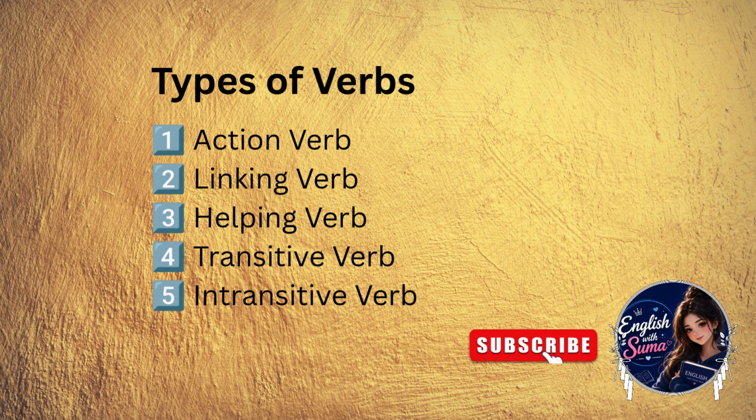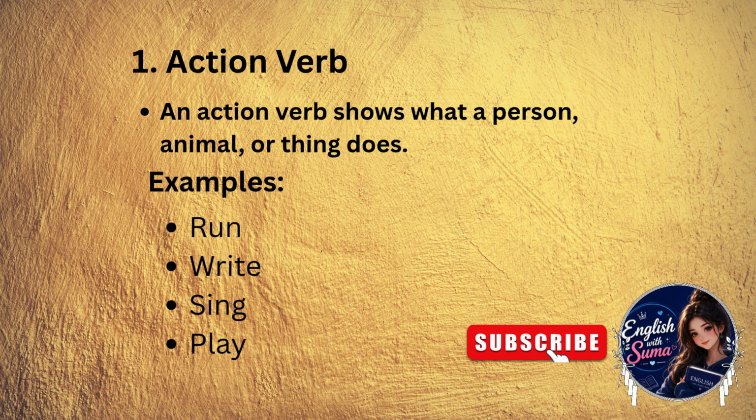There are many types of verbs. In this lesson, we'll learn 5 important types: action verbs, linking verbs, helping verbs, transitive verbs, and intransitive verbs. An action verb tells us what someone or something does. It describes a physical or mental action. Examples include run, write, sing, and play.